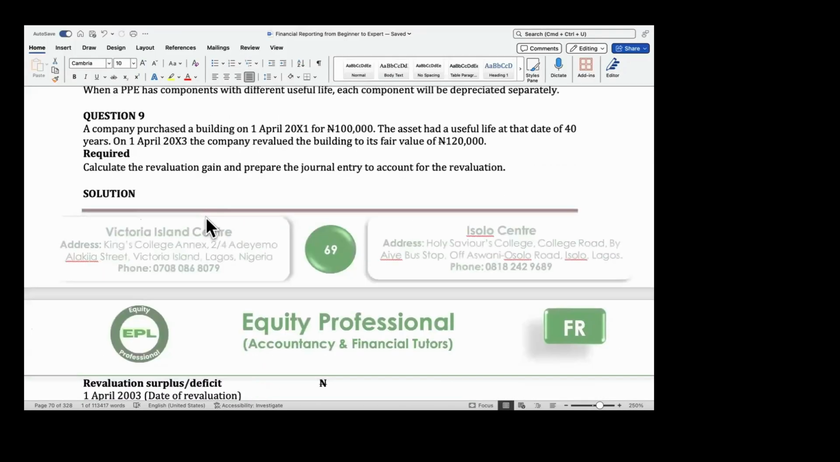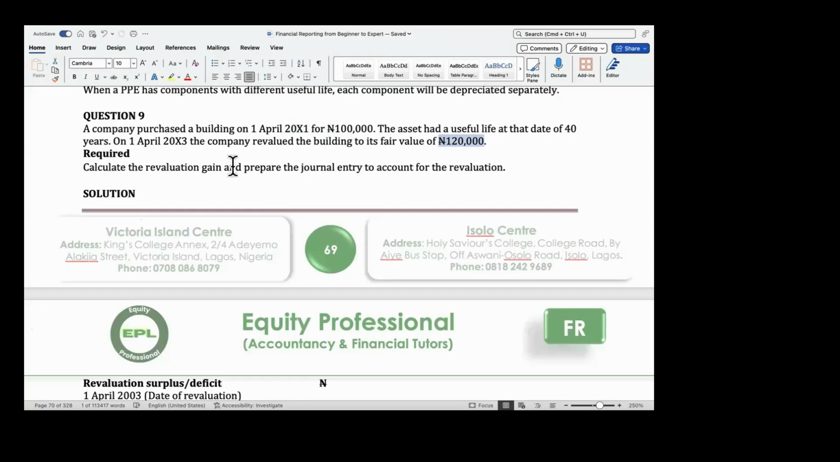Question 9. A company purchased a building on 1st April 2001 for 100,000. The asset had a useful life at that date of 40 years. On 1st April 2003, the company revalued the building to its fair value of 120. Required: calculate the revaluation gain and prepare the journal entry to account for the revaluation.